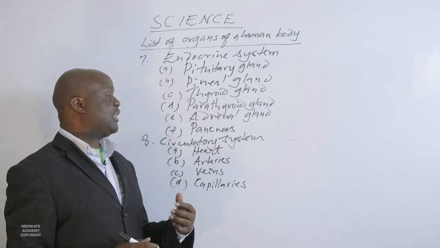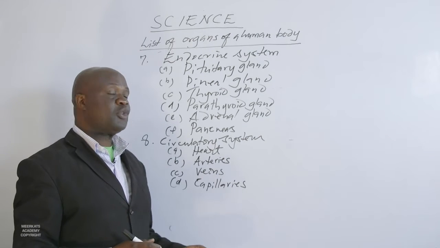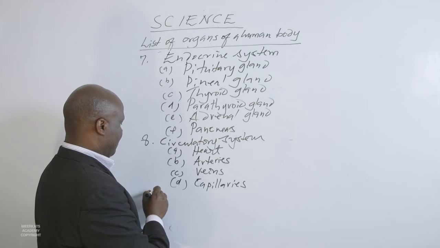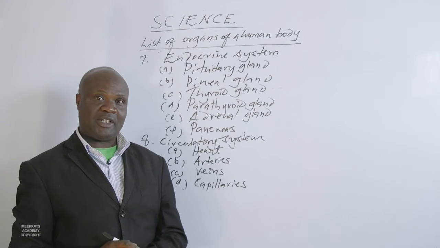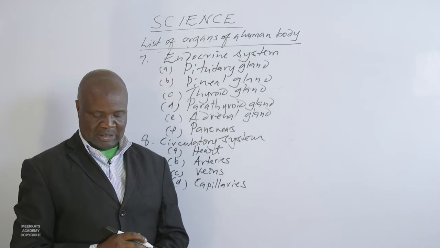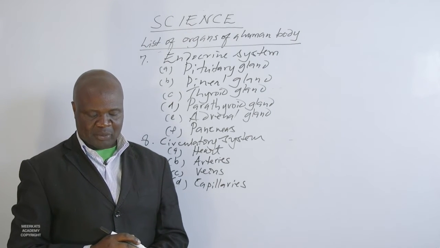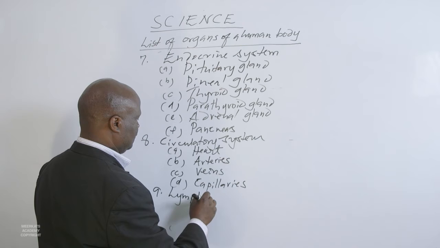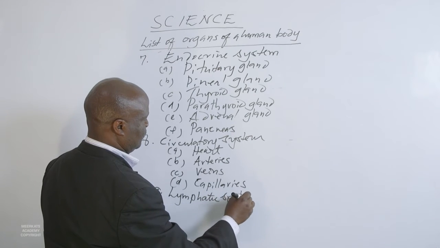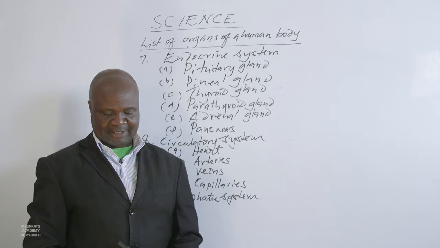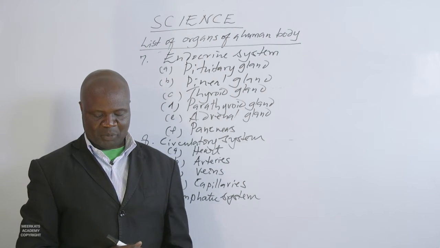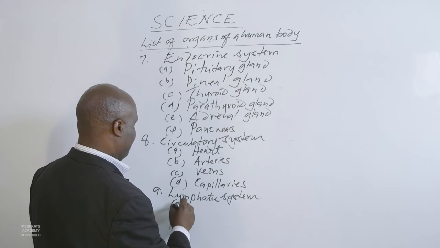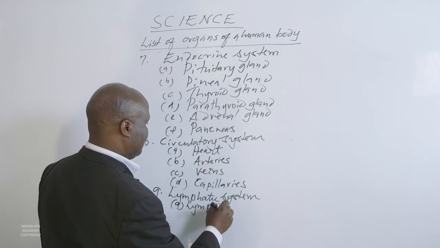Now, from the circulatory system, we have seen close to four important organs in the circulatory system. Then we can advance to another system so that we see the organs that are available. So we have the lymphatic system, and in the lymphatic system we have the following organs. A, we have the lymphatic vessels.